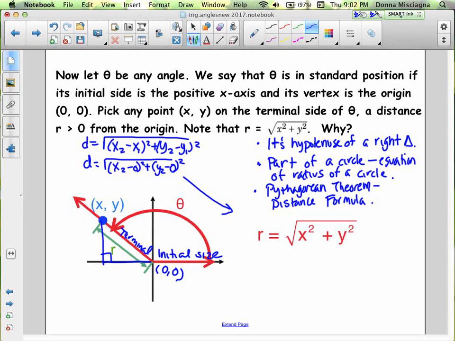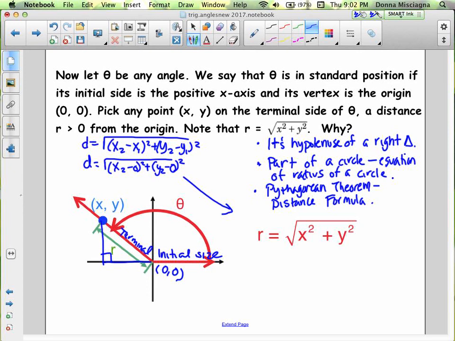It's the only one that's a distance. The x and y are positions, and they can be positive or negative. But our radius, or hypotenuse here, is going to be the distance. All right, so three different reasons why we use that formula for our radius.